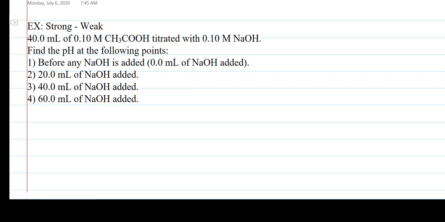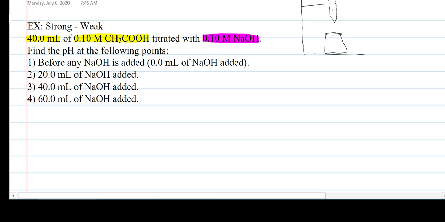Strong, weak titration. So now we have 40 milliliters of 0.1 molar acetic acid with 0.1 molar NaOH. So again, if I were to draw this out, my acetic acid's down here, my base is up there. So this is 0.10 molar NaOH and 40.0 milliliters of 0.10 molar acetic acid.